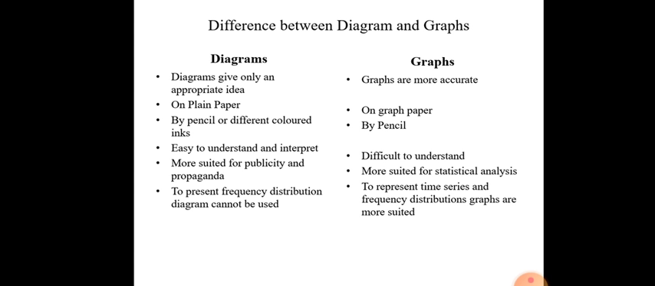Next one is diagram by pencil or different colored inks. It means a diagram can be drawn by pencil or by colorful inks on plain paper, but graphs, no. Graphs can be drawn only using a pencil on the graph paper. Next, diagram is easy to understand and interpret. It is very easy to understand and we can interpret easily, because it is showing some pictures, giving some ideas to interpret.